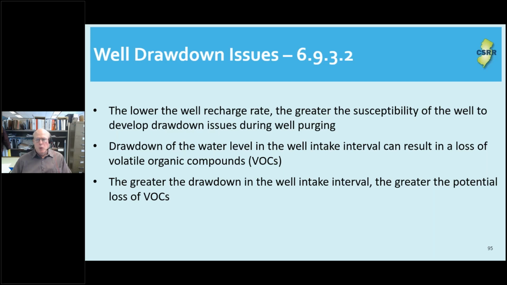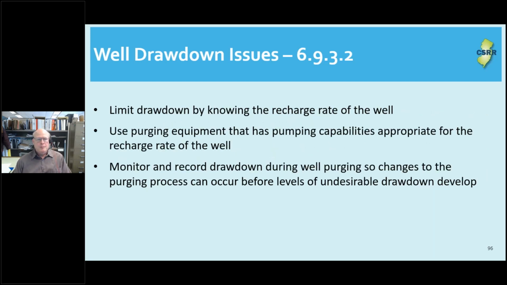Drawdown of the water level in the well intake interval can lead to a loss of volatile organic compounds and the precipitation of some dissolved metals. The greater the level of drawdown, the greater the potential for VOC loss. Purging wells at rates above their recharge capacity can produce undesirable levels of well drawdown, such as purging a well to dryness.